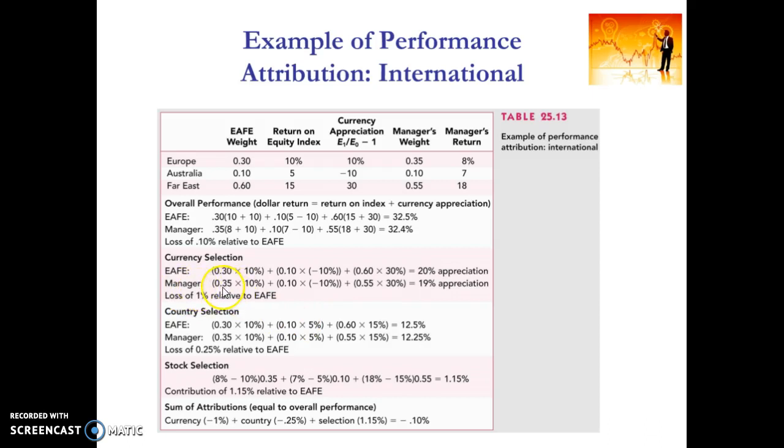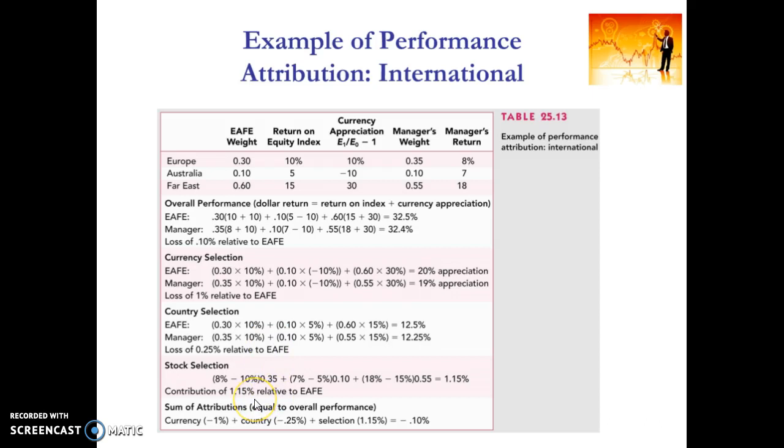In our own portfolio, we had 35% in Europe for a 10% appreciation. We had 10% in Australia, where there was a 10% depreciation in the currency. And we had 55% in Asia, where there was a 30% appreciation. So in our portfolio, foreign exchange risk had a positive impact of 19%, but compared to the benchmark, we underperformed here. So our currency selection resulted in a loss of 1% relative to our benchmark.